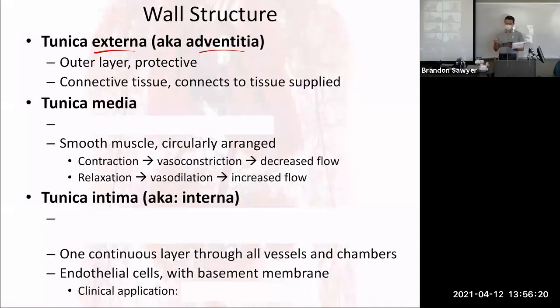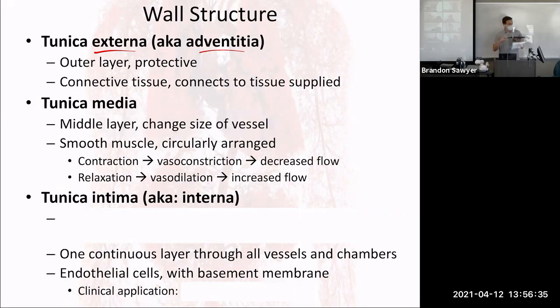It's protective. It's mostly connective tissue. And then that connective tissue connects it to the rest of the body to kind of hold it in place. Okay, then there's the tunica media. This is the middle layer. This is where the muscle is, the smooth muscle. The smooth muscle is responsible for constricting and relaxing to change the size of the blood vessel.